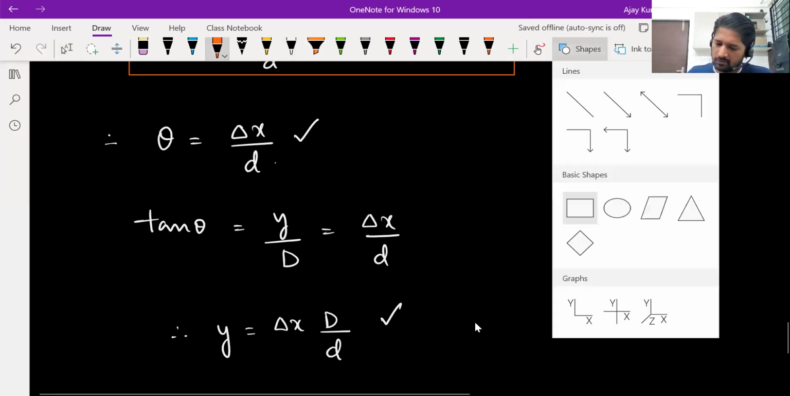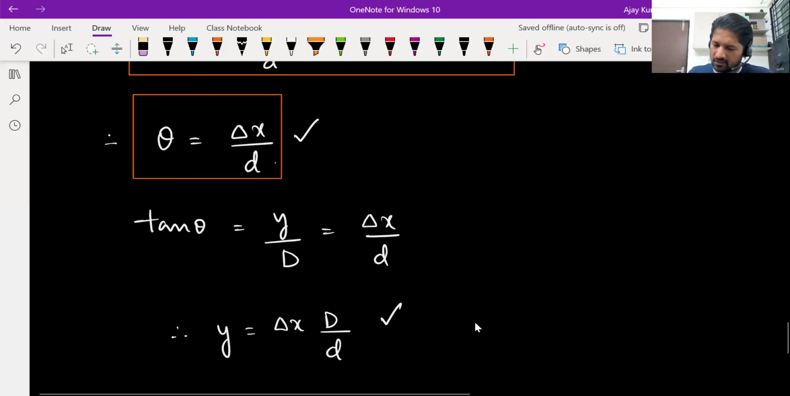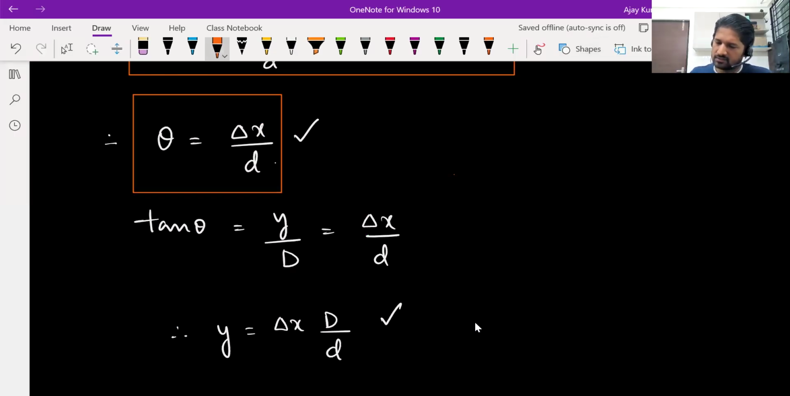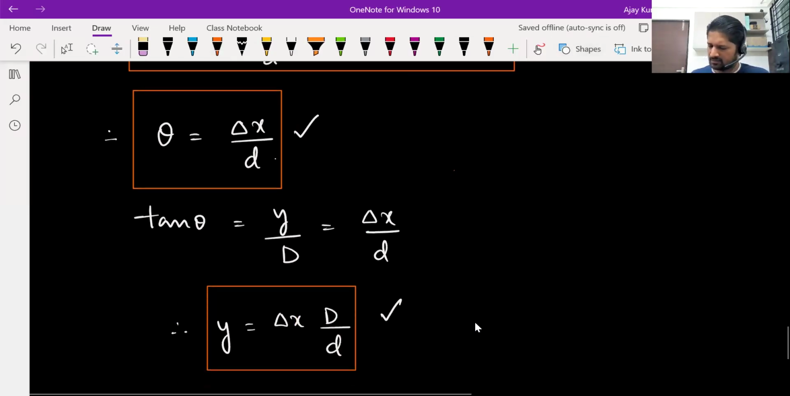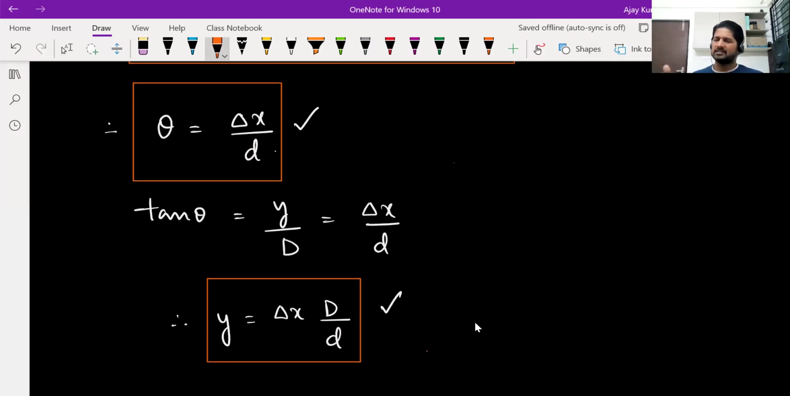Using the formula for theta, you can tell the angular position of dark bands and bright bands. Using this formula of y, you can tell the linear position of dark bands and bright bands. We'll work on this in the next class. We'll derive general formulas for nth maxima, nth minima, fringe width, how the fringe width can change, and how this experiment is actually conducted. All those things we'll discuss in the next class.